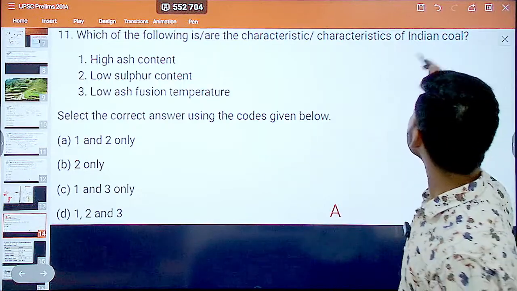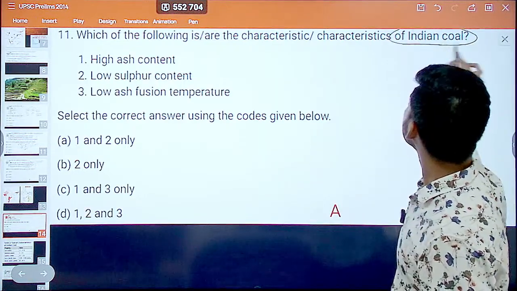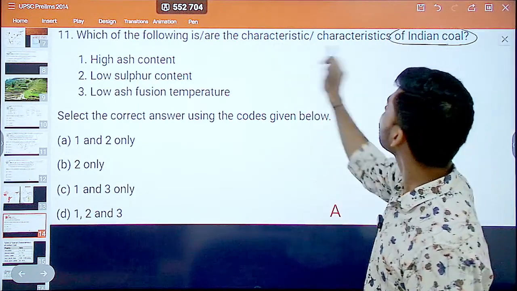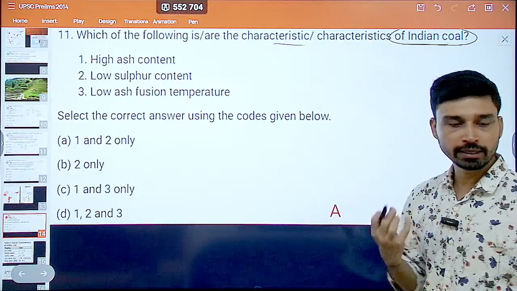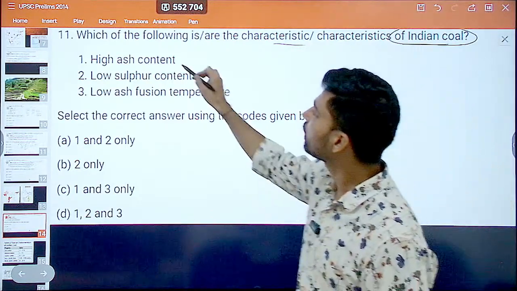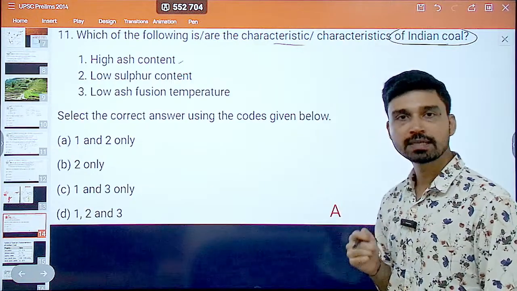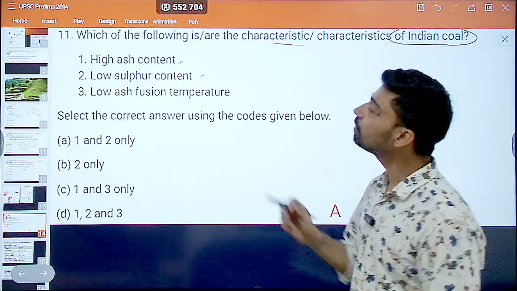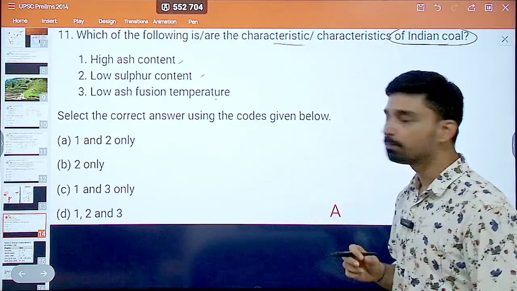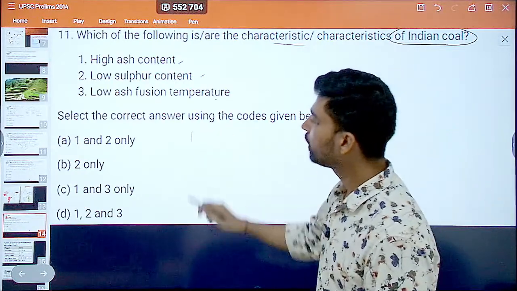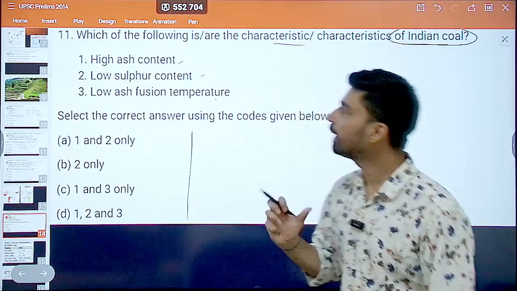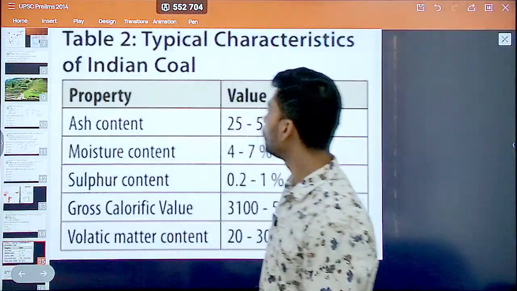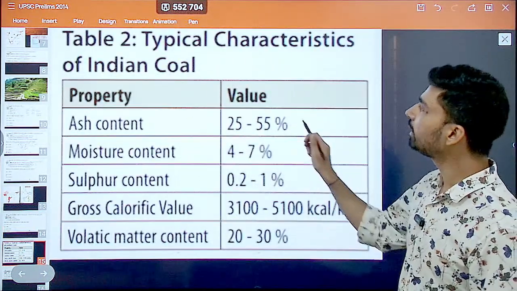Now the next question is again a mineral based question, where a question about Indian coal is asked. So which of the following are the characteristics of Indian coal? Here we can see 3 characteristics are given. First is high ash content, second is low sulfur content, and third is low ash fusion temperature. Now which of these are correct? 1 and 2 only, 2 only, 1 and 3 only, 1, 2 and 3 only. So if you try to look at the characteristics of Indian coal, basically the ash content is very high.